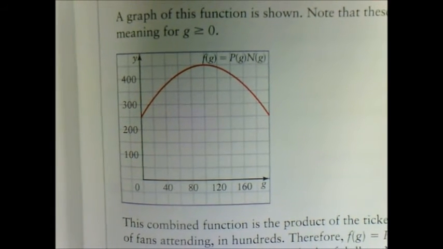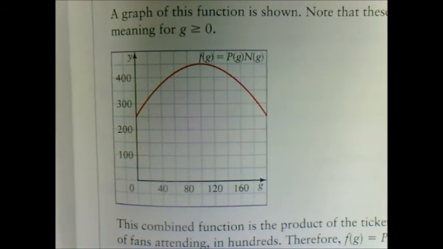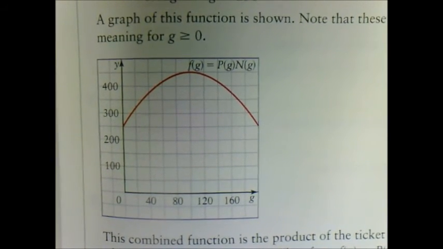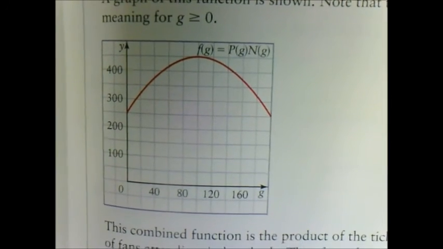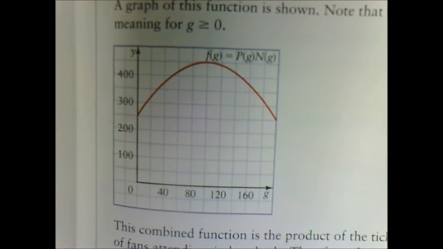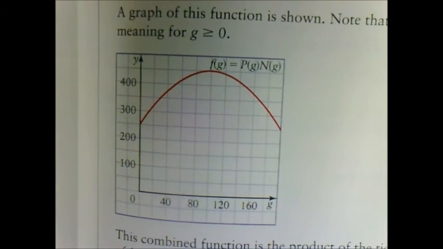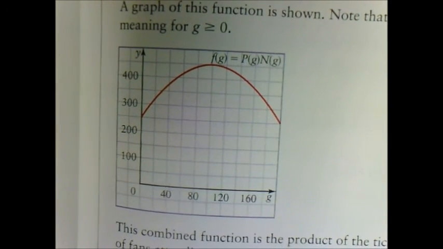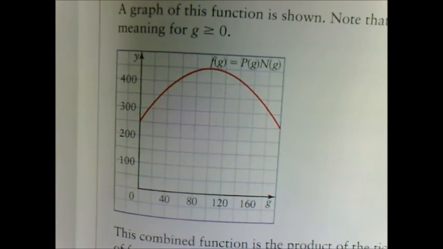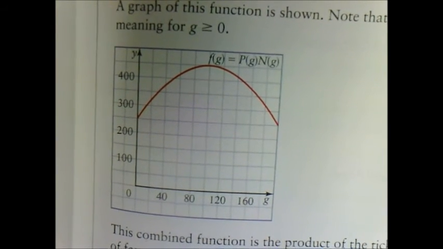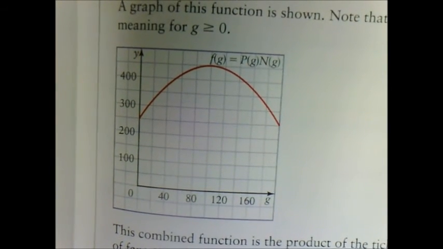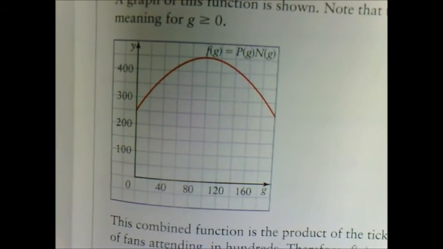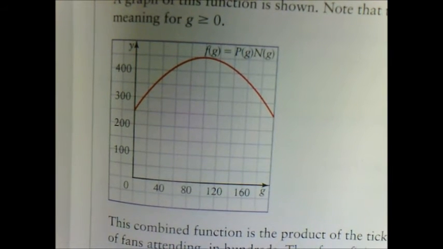Okay, so there's the graph of our composite function. We only had to do it for g greater than or equal to 0 because we can't have a negative number of games. So this combined function is the product of the ticket price and the number of fans attending in hundreds. Therefore, f of g equals p of g times n of g represents the revenue from ticket sales in hundreds of dollars. Note that the function is quadratic. It increases until about game 100 and then decreases after that.